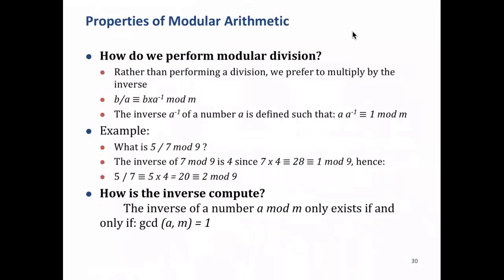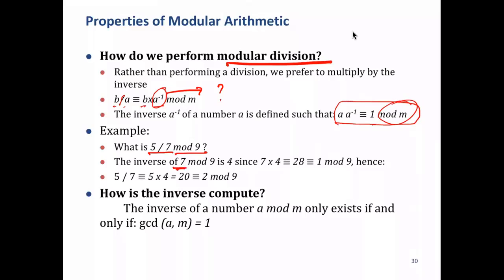So modular division, you can also learn about it. B divided by A we can write as B multiplied with A inverse, and then you'll have to find out what A inverse is. By this equation, A into A inverse is 1 mod M. Note that when we do inverse, you always have to have the relationship with M. So for example, you do 5 by 7 mod 9. Basically we'll have to find out the inverse of 7 mod 9.